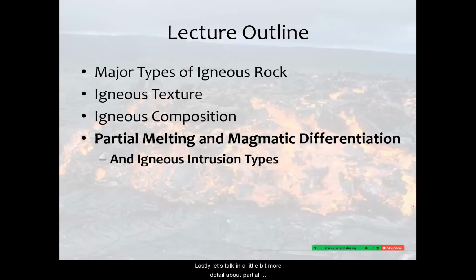Lastly, let's talk in a little bit more detail about partial melting and magmatic differentiation. They're processes that I've mentioned, because I said that ultramafic stuff becomes mafic stuff, but let's talk a little bit more detail about why that is. That's what these two processes talk about. And then we'll talk about what igneous intrusion types there are and what we call different types of igneous intrusions, bodies of solid igneous rock that formed underground.